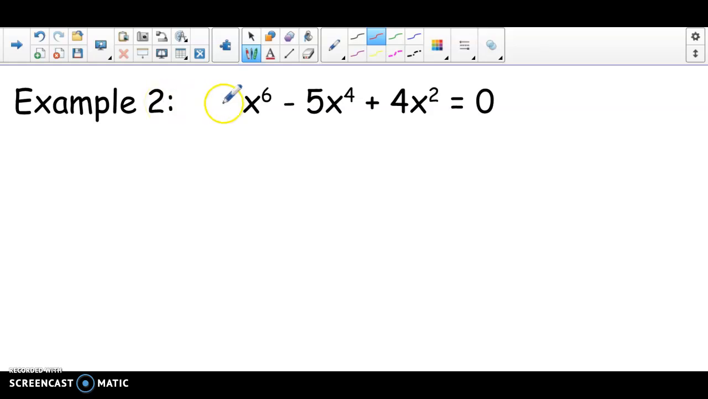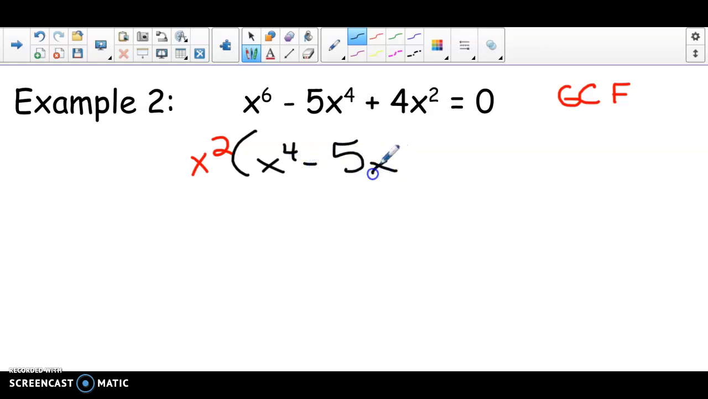On the next example, what we have is another polynomial that we first need to look for a GCF. Take a minute and pause it and see if you can figure out the GCF. I'm going to go ahead from here and say our GCF here is x squared. So I can take out an x squared, and what I have left is x to the 4th minus 5x squared plus 4.